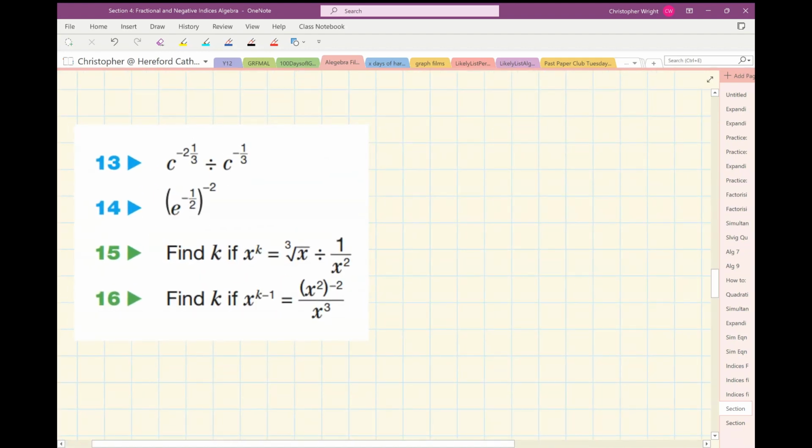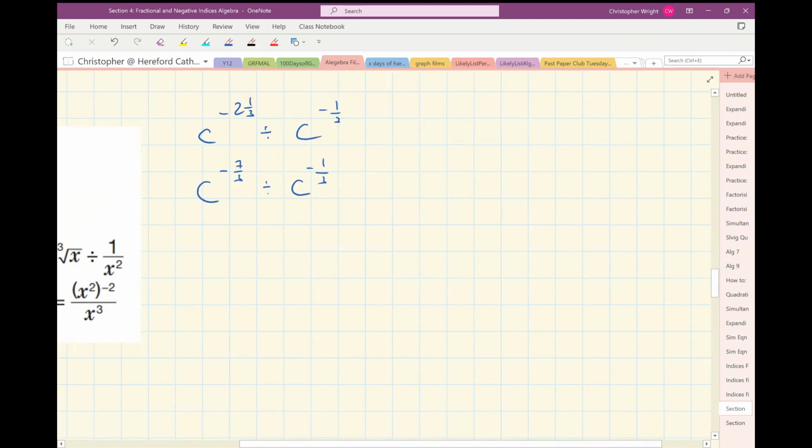Right, let's have a look at this one. They do have a habit of looking really complicated, don't they? So we're going to have, let's just write down the question, c to the power of minus 2 1/3 divided by c to the power of minus 1/3. So that is c to the power of, let's make that top heavy, minus 7/3 divided by c to the power of minus 1/3. Remember, if you're dividing, you subtract the indices.